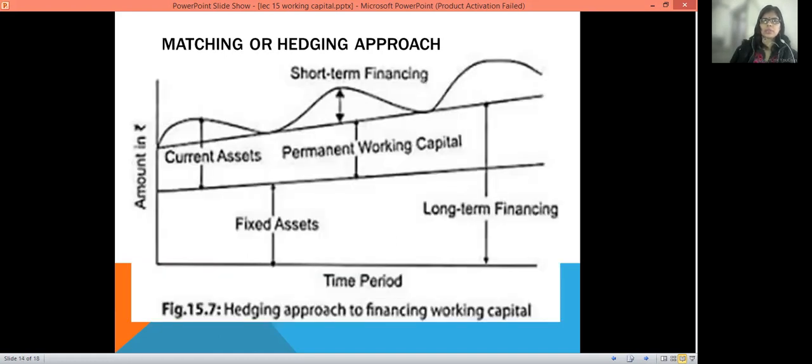Next thing is the matching or hedging approach. In this approach, it is clearly defined that you have to arrange the funds accordingly. It is defined in this diagram.